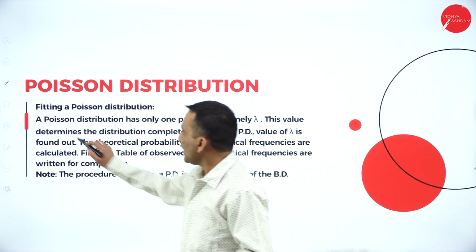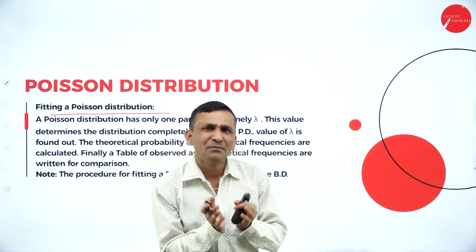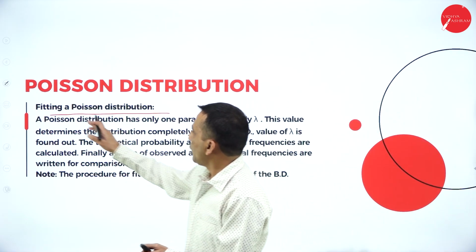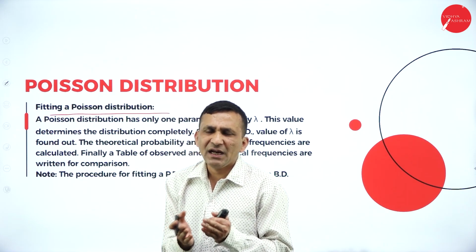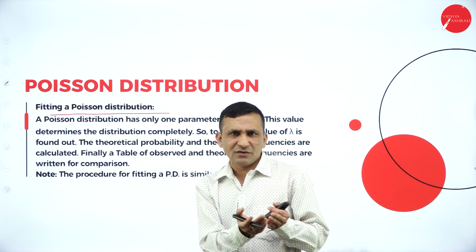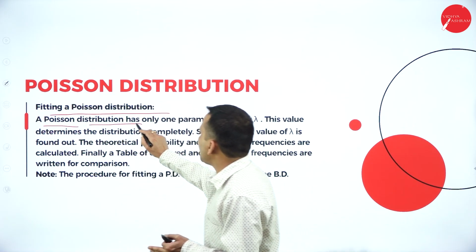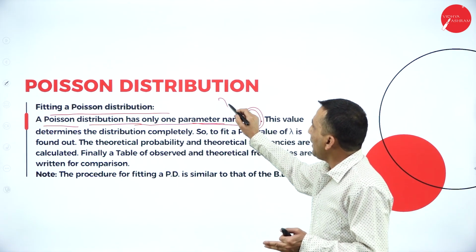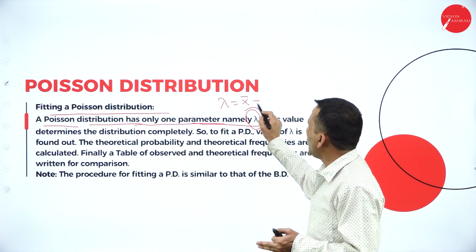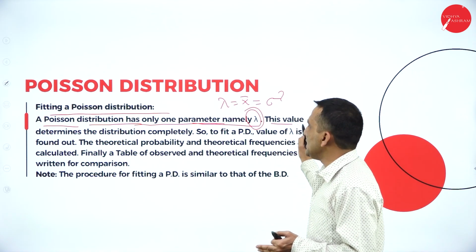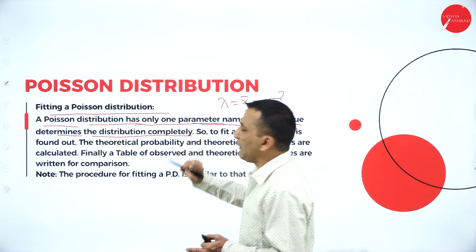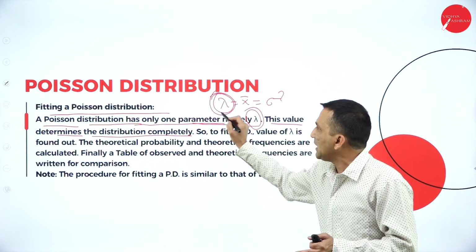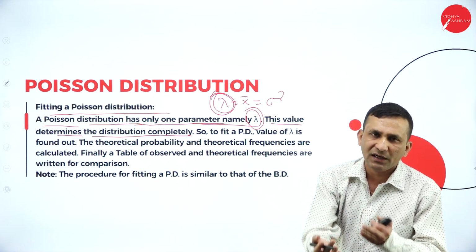Moving forward, fitting a Poisson distribution: you can expect 100% a long question, 10 marks or 15 marks, in the final examination. Fitting a Poisson distribution means using expected frequency with the help of observed frequency. A Poisson distribution has only one parameter, namely lambda, where lambda is equal to the mean and equal to the variance, always. This value determines the distribution completely, because unless you calculate lambda, we cannot go for further calculation.